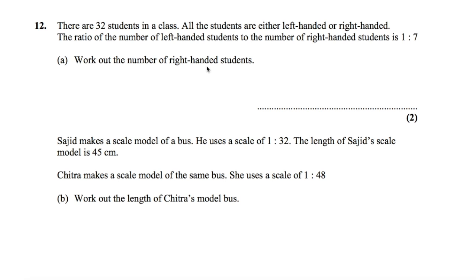Question 12 says there are 32 students in a class. All the students are either left-handed or right-handed.